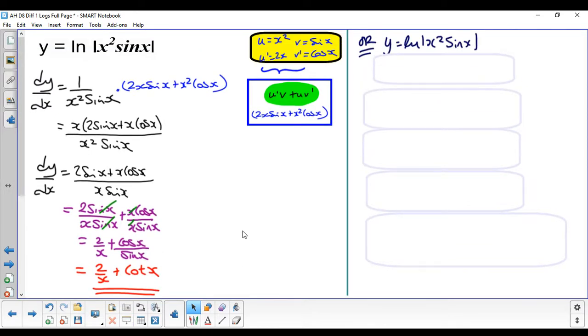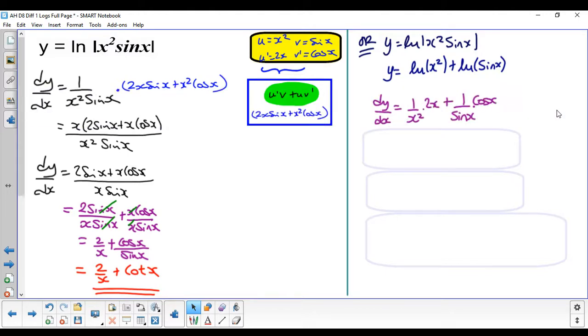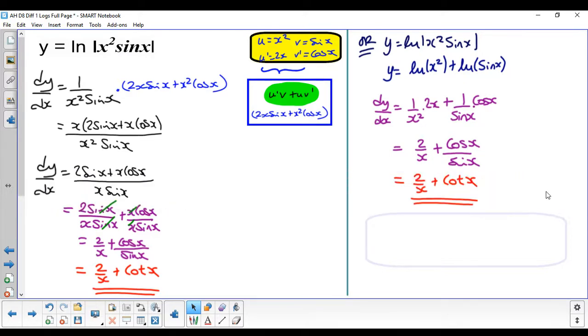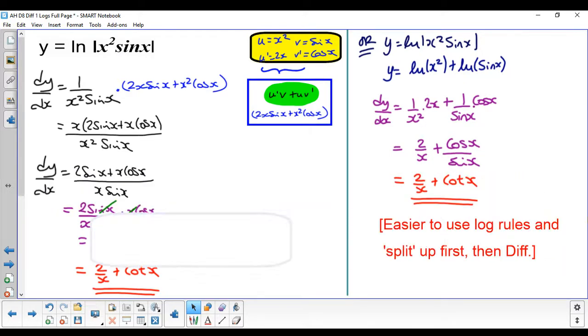It's quite involved. Or, when it's complicated functions, why not use the fact that multiply means add? So if we do this first, this will be 1 over x squared, chain rule 2x, 1 over sine x, chain rule cos x. Two separate derivatives. The x's cancelling, you've got 2 over x and you've got cos x over sine x. And then you've got 2 over x and cos over sine is the same as 1 over tan, or cot. This is easier to use when you have complicated functions inside. I would say split it up first, then differentiate.